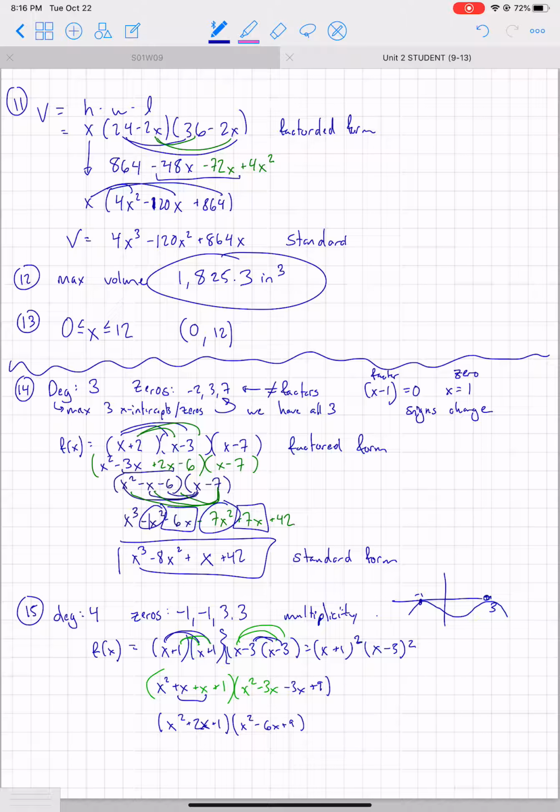All right, so now we have these. We still have to distribute them, but now it's a little bit more complicated because we have a lot of arrows to work with. So we have x squared times x squared is x fourth, x squared times negative 6x is negative 6x cubed, x squared times 9 is plus 9x squared.